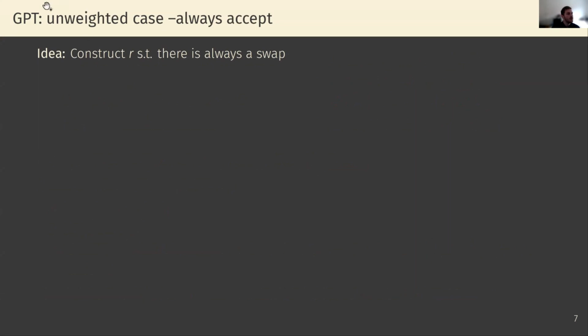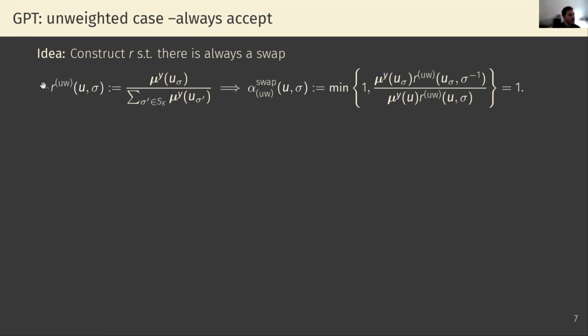Okay, so touching on the algorithms, in the unweighted generalized parallel tempering case, the idea here is to construct a kernel that always accepts. And to do so, if we define R_UW, this probability of sampling a permutation given a state, in this form, we can easily see that the accept-reject probability is always 1. So the way that we induce this swapping kernel on the unweighted generalized parallel tempering case is fairly simple. We sample a permutation sigma from this kernel R_UW evaluated at u. And then we permute the states and we accept that permutation with probability 1.